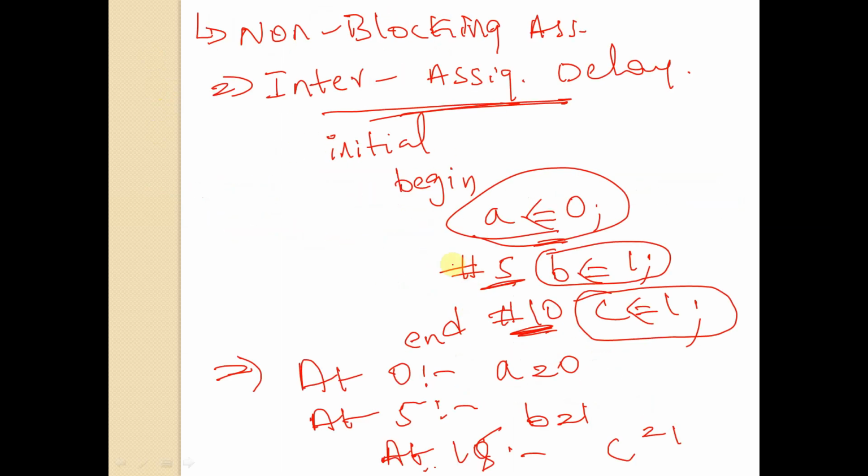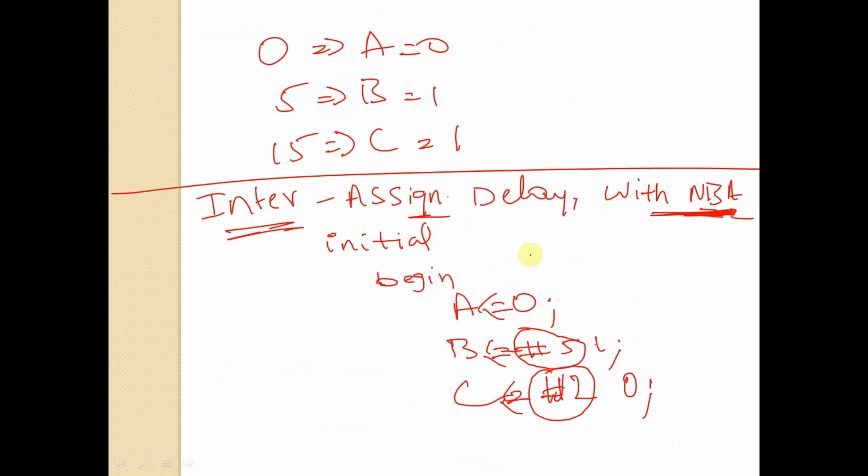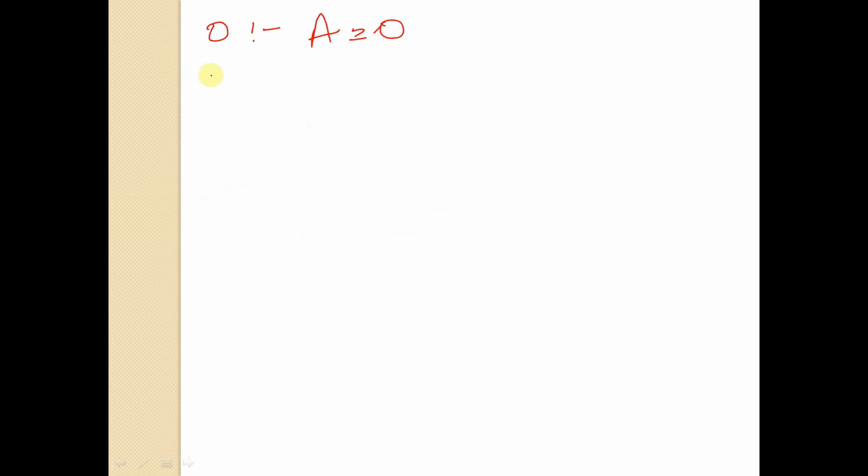So coming to our output, at 0 time units we will get the value of A is equal to 0. And in case of this delay also, I am getting the value of A is equal to 0 at 0 time units only. And here I am getting the value of B is equal to 1 at 5 time units. But here, at 2 nanoseconds only, I will get the value of C is equal to 0.